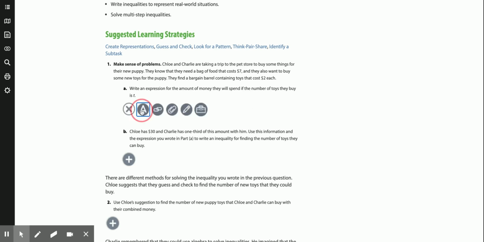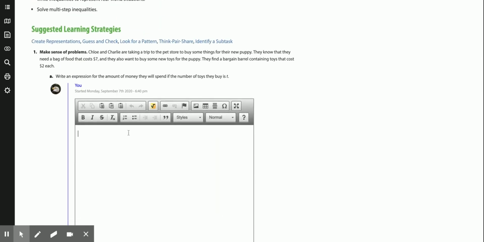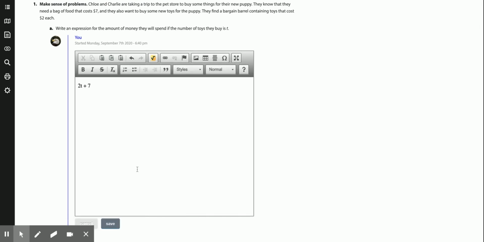And so we go in, we look at our numbers that they give us. They know that they have to buy a bag of food that's $7. We know that 7 is going to be part of the expression. And they also want to buy some toys, which are $2 each, and we're designating those toys with the letter T. So it's going to be 2 times the number of toys that we buy plus the $7 for our dog food. 2T plus 7.